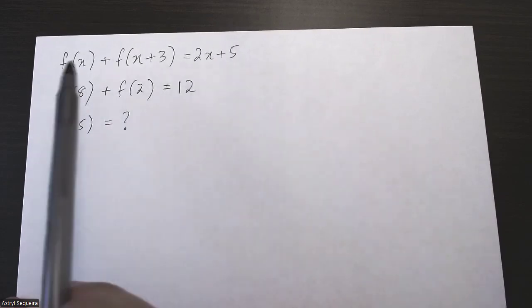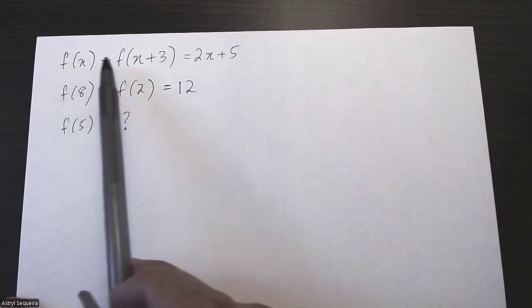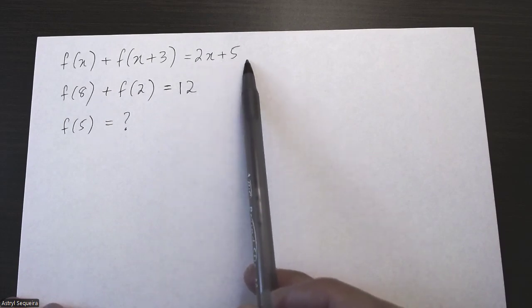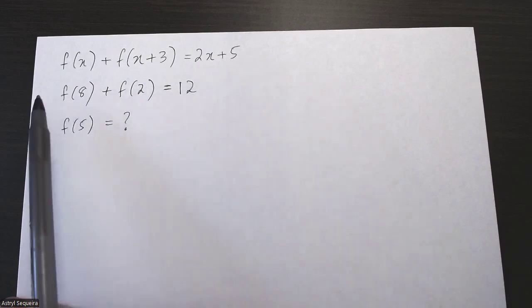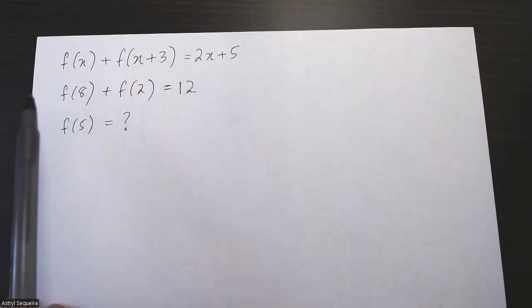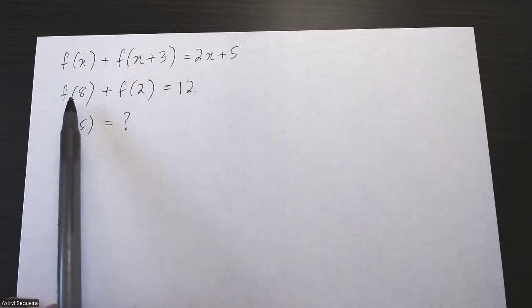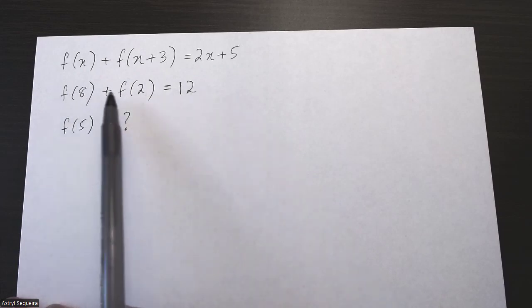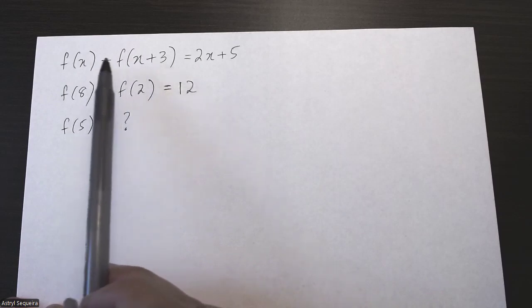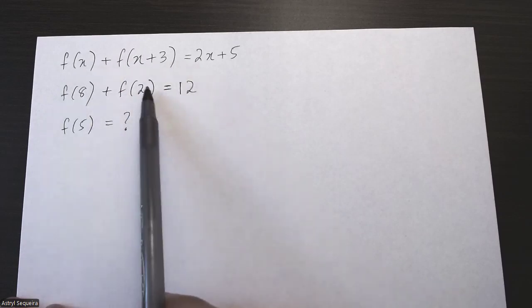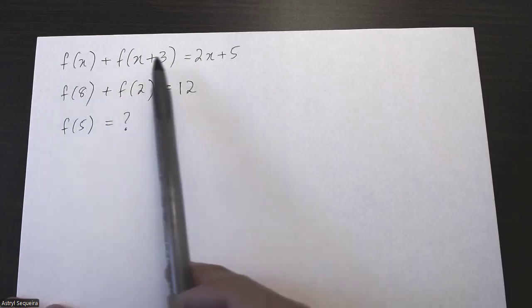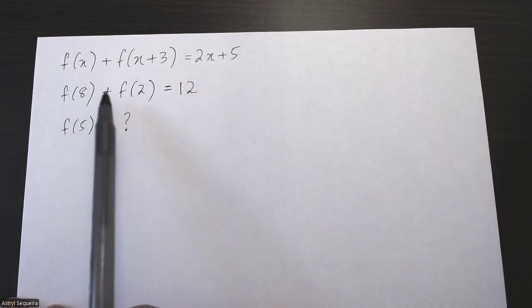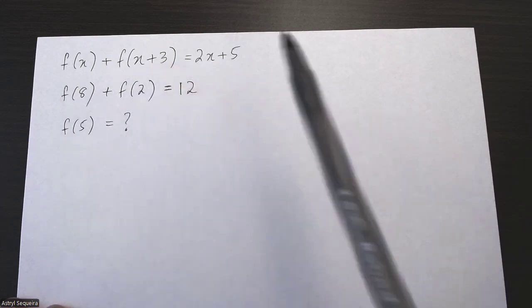We have the main formula over here, which is f of x plus f of x plus 3 equals 2x plus 5. And then we have one iteration, but that's not of this formula over here. It's just a random iteration. So f of 8 plus f of 2 is 12 because there's no way 2 can get to x and x plus 3, 2 and 8, because if I pick x as 2, this is going to be 5. And then if I pick x as 8, that's going to be 11.